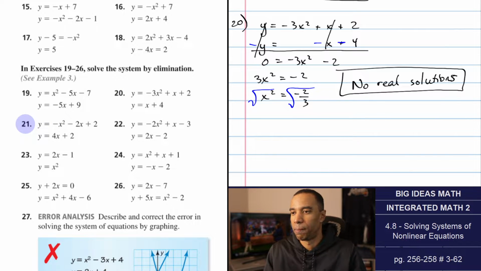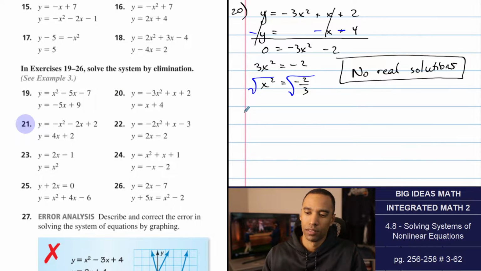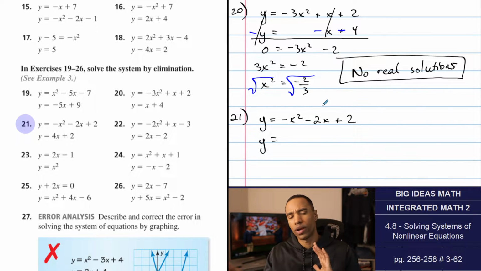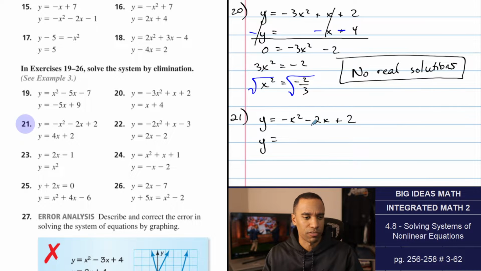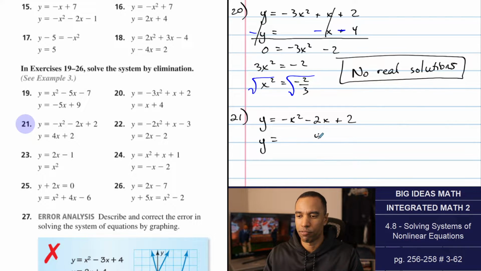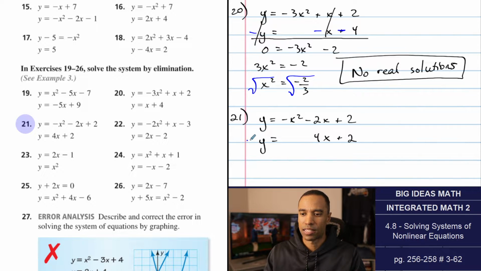Number 21. Y equals negative x squared minus 2x plus 2. And y equals, and it looks like we're never really combining with x squared. So one equation is quadratic, one equation is linear. We're just going to have to deal with that appearance. Y equals 4x, that's not very lined up, 4x plus 2. Let's subtract down this list, change those signs, negative and negative like that.